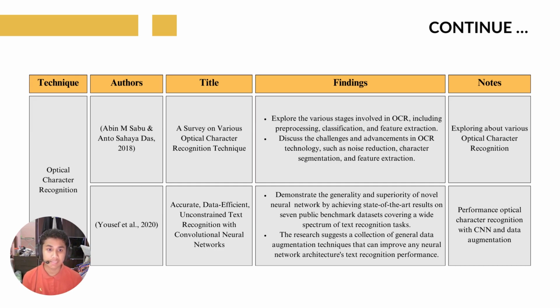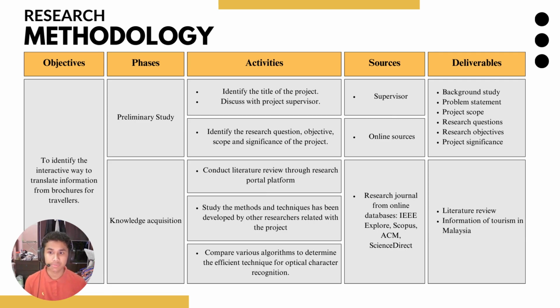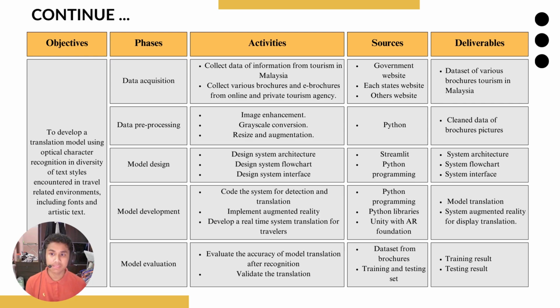So this is a title related to my topic: A Survey on Various Optical Character Recognition Techniques. It explained how OCR techniques can be applied with various other techniques, BPNN and others. So to achieve the first objective, to identify the interactive way to translate information from brochures for travelers, there are two phases, which are preliminary study and knowledge acquisition. And to achieve the second objective, to develop a translation model using OCR for diversity of text styles, the phases are data acquisition, data preprocessing, model design, model development, and model evaluation.